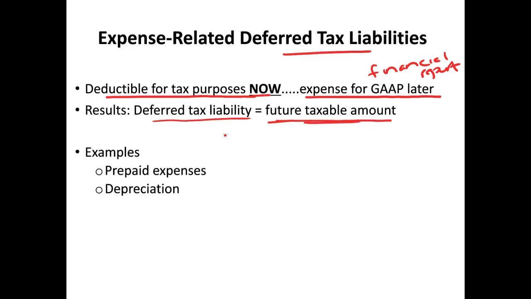If you look at the introduction to accounting video, you'll see an example of depreciation. Another example of this expense-related deferred tax liability is prepaid expense. When we as a company prepay expense, let's just say we have prepaid rent, we would debit prepaid rent, let's just say for $1,000, and credit cash for $1,000.